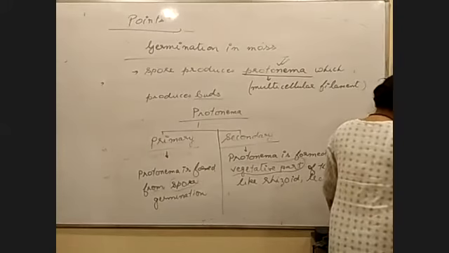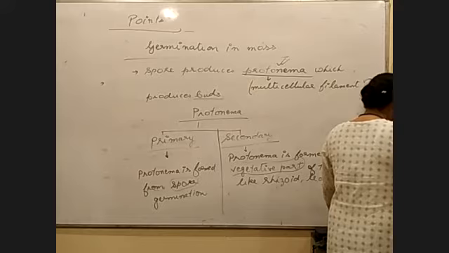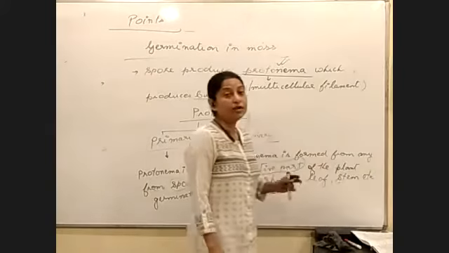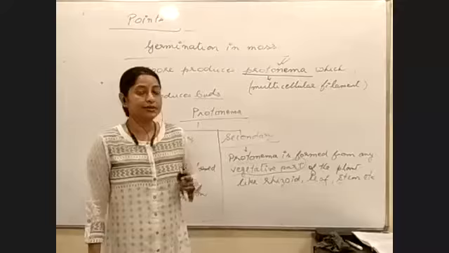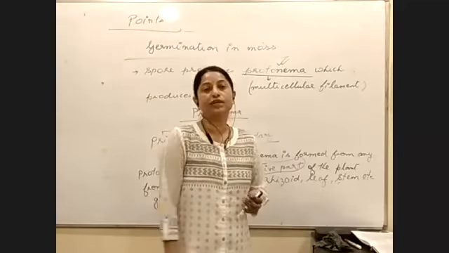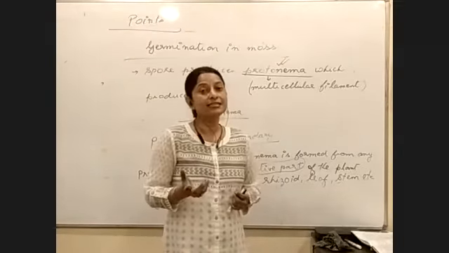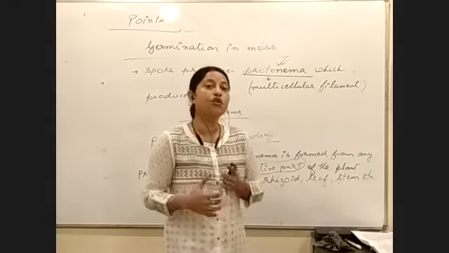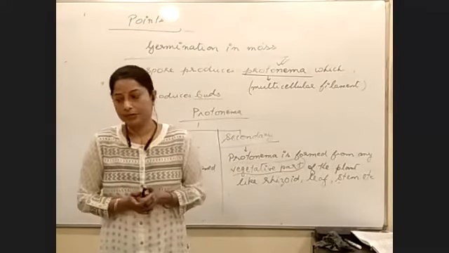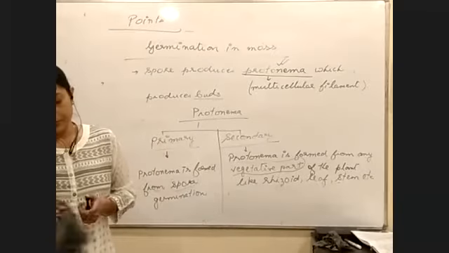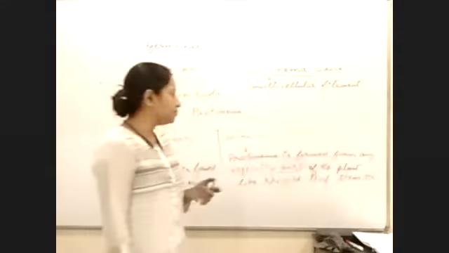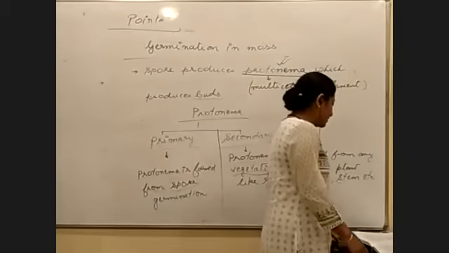Ma'am, can the secondary protonema also give the gametophyte in the same way? If the secondary protonema develops, buds will develop on it, and the buds will form new gametophytes. The process is the same. The point of difference is who forms the protonema. Clear? And where will the protonema form? In the soil itself.